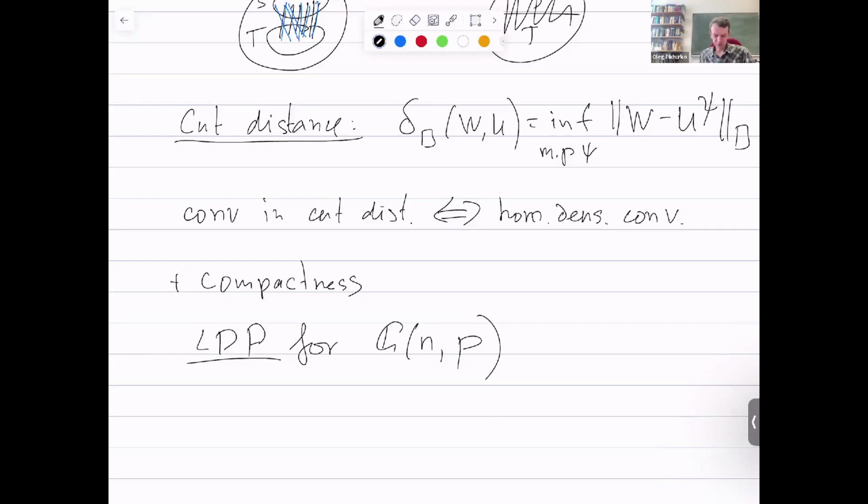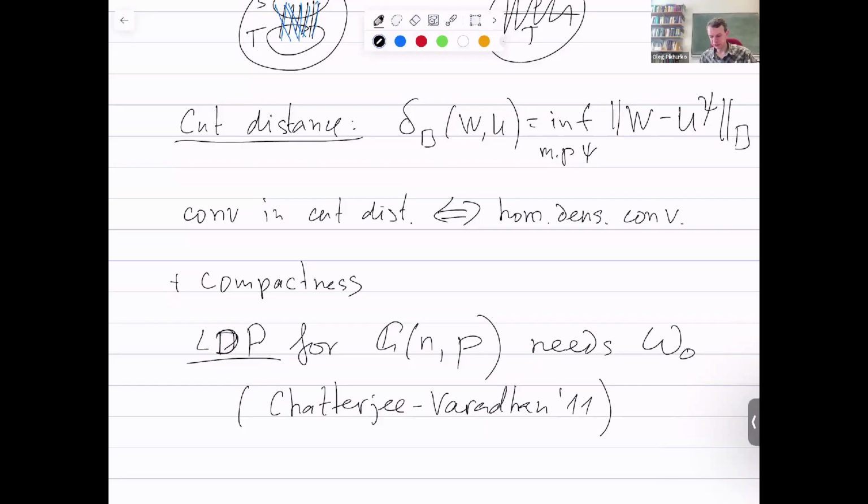And to develop this theory for random graphs, in particular for homogeneous ones but also for any other models, the space of graphons is really the one which is used. So LDP theory for random graphs needs W0 as the underlying topological space. This is one example where you really need this analytic representation of graphons. This was a breakthrough by Chatterjee and Varadhan, I think published in 2011.